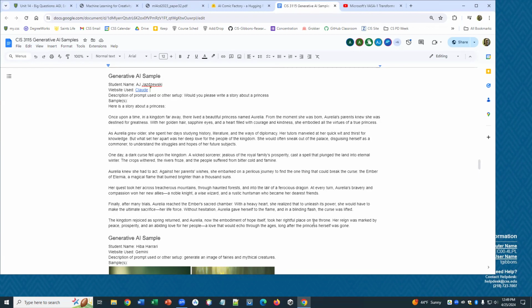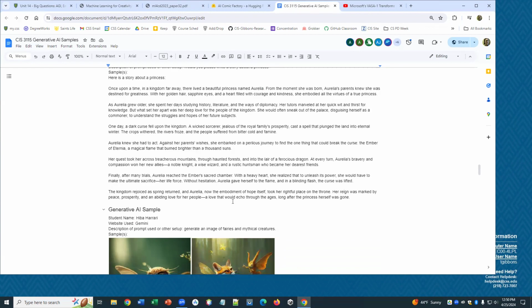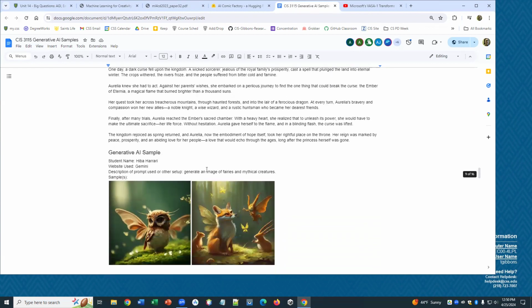Wait, I have an issue. So she gave herself to the flame, but she's still on the throne. Somehow the flame's magic kept her alive. Right, okay. The embodiment, yes, okay.